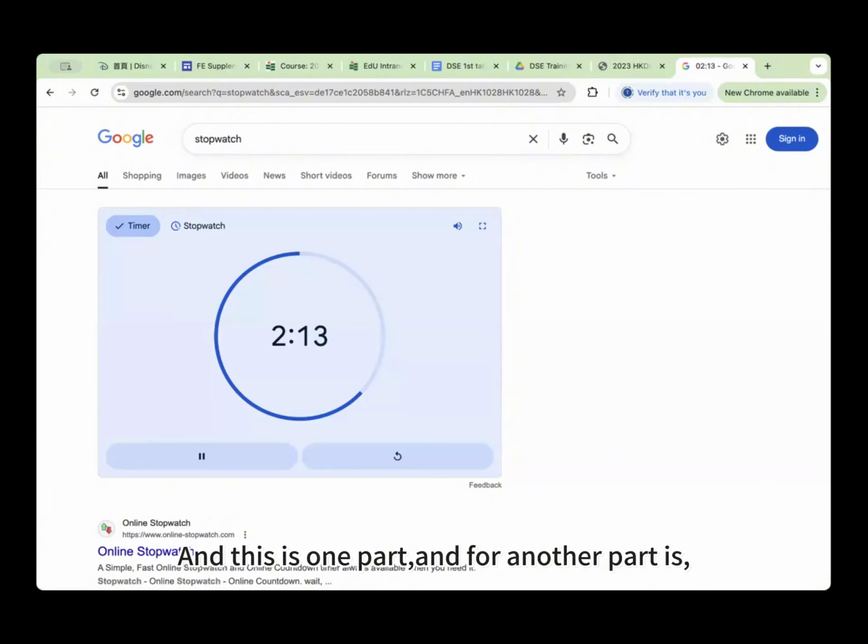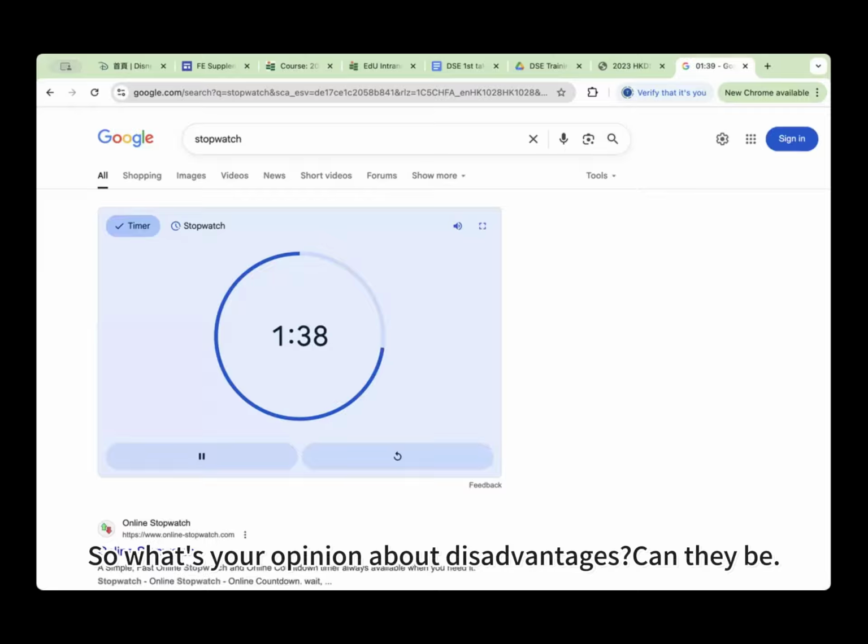And another part is that it may limit our independence. Because sometimes when we live with our parents, they will always ask, what are you going to do? Where are you going? Questions like this. And in these cases, maybe sometimes we don't want to tell our parents. It's about privacy. Maybe we'll lose some part of our freedom. Yes. So what's your opinion about the disadvantages?